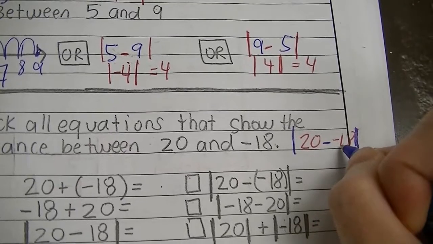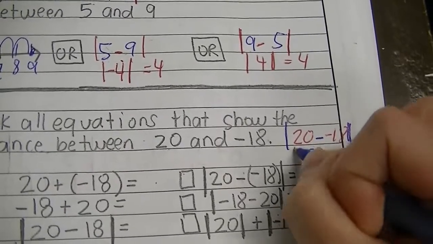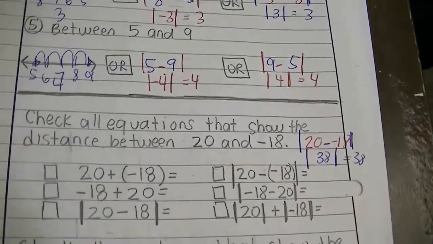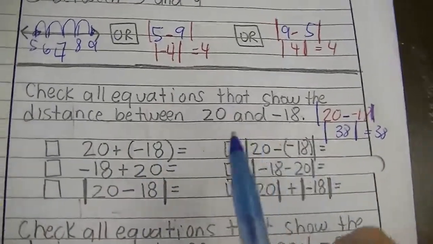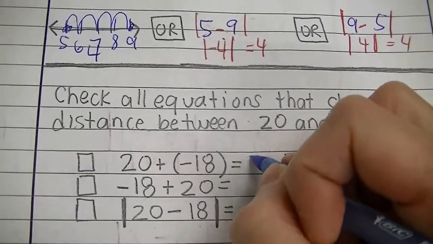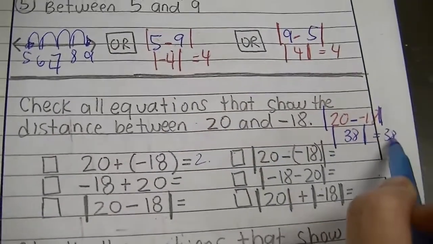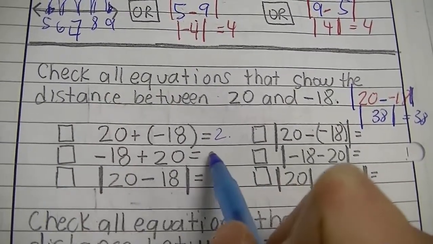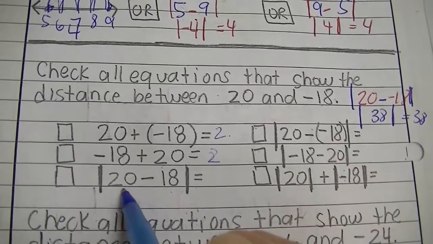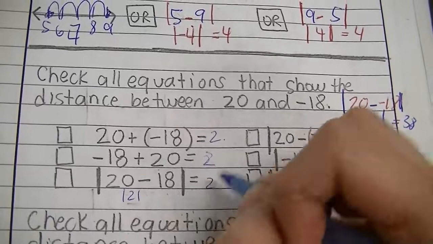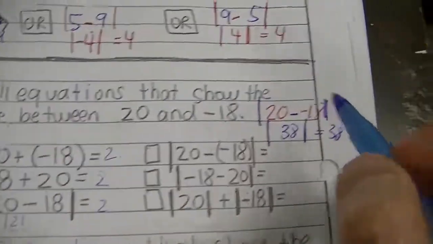20 subtract a -18 is a +38. So the absolute value of 38 is 38. So here I'm going to go select which numbers equal 38. 20 plus a -18, well, that's not it. That's going to be 2, so that's not an answer. That's not the distance of 38. -18 plus 20, well, that's going to be a +2, so that's not the answer. The absolute value of 20 minus 18, which would be the absolute value of 2, that's 2, that's not the answer because I'm looking for 38.